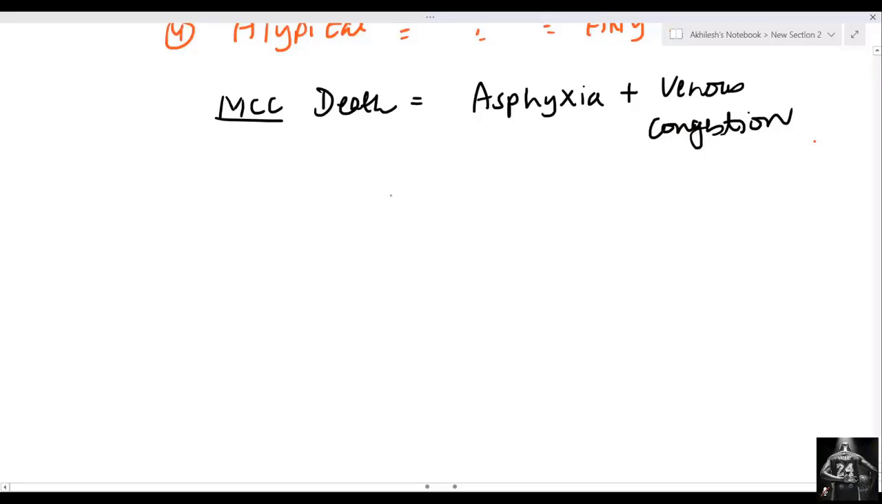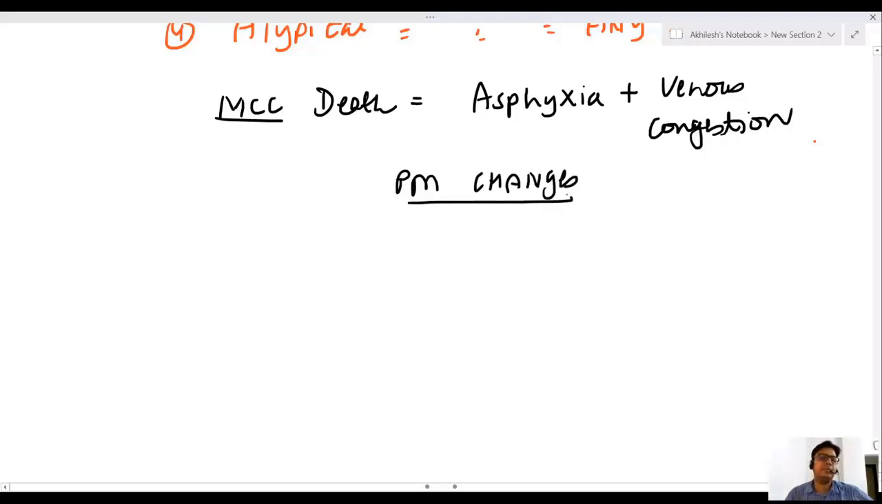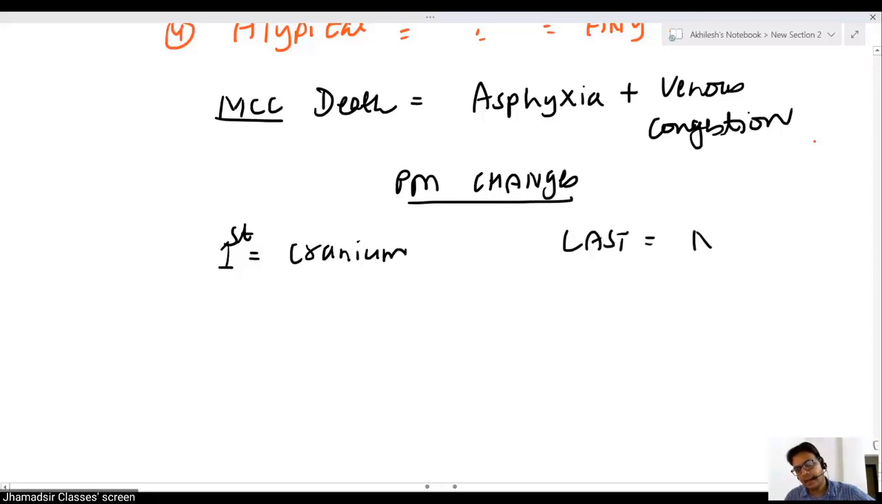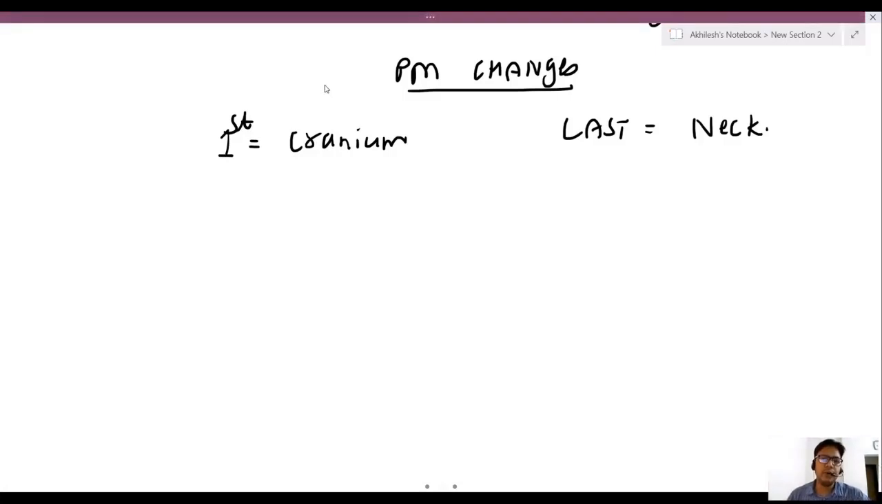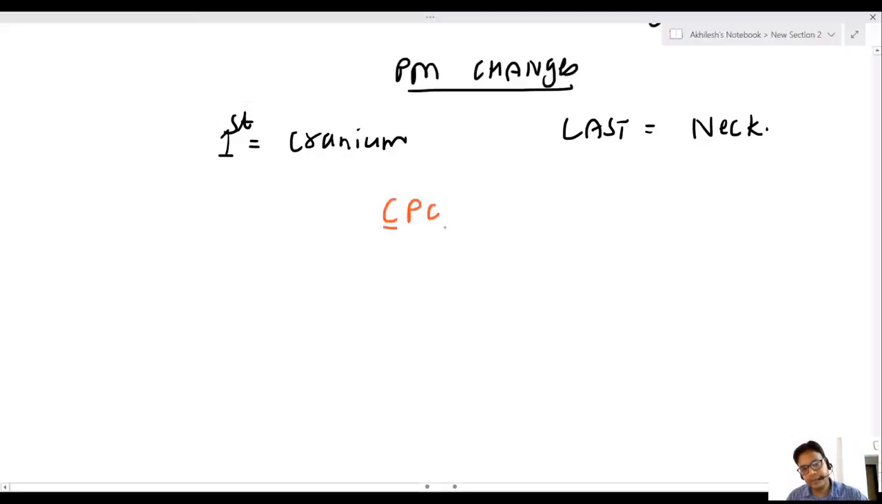Now, sir, come to postmortem changes. What are the findings which you have to see? I have already told you, in hanging, the first cavity to be opened should be the cranium, and the last cavity, in all asphyxial deaths, should be the neck. Most of the time the cause of death in hanging is asphyxia, so CPC: cyanosis, petechiae and congestion. This can be present, this can be absent.